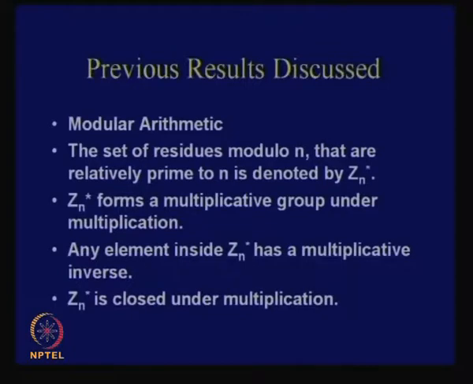So we have seen that Zn star forms a multiplicative group under multiplication. That means every element in Zn star has a multiplicative inverse, and Zn star is also closed under multiplication. If you take two elements which lie in Zn star, multiply them, and take modulo n, then the result is also inside Zn star. That is the closure property.